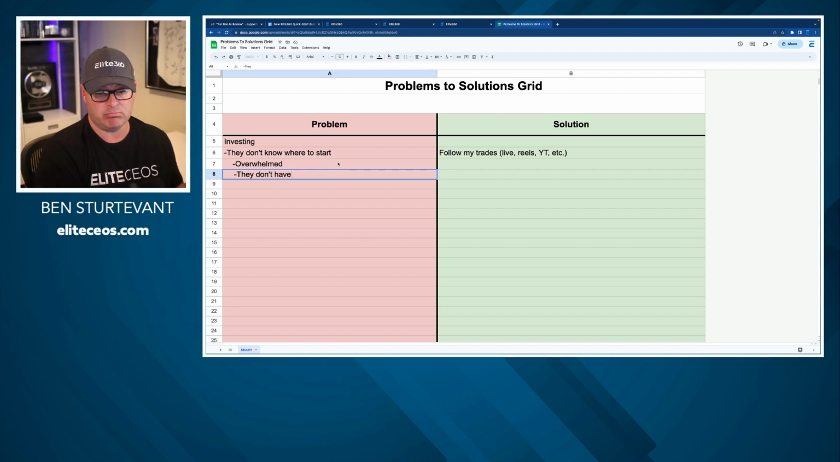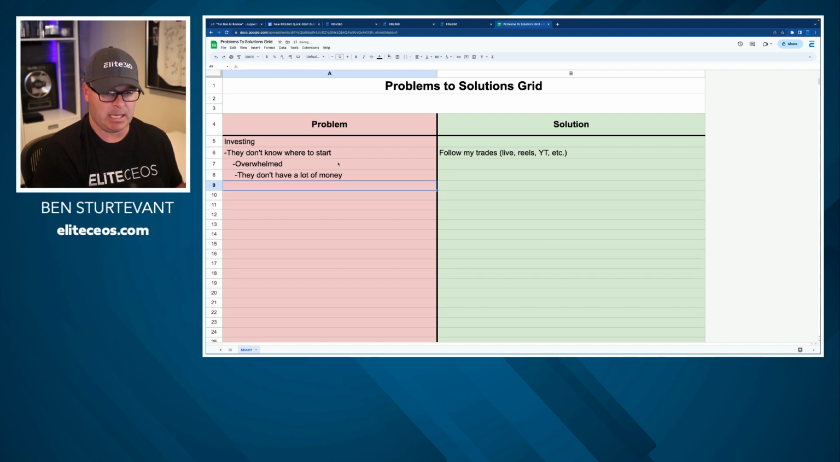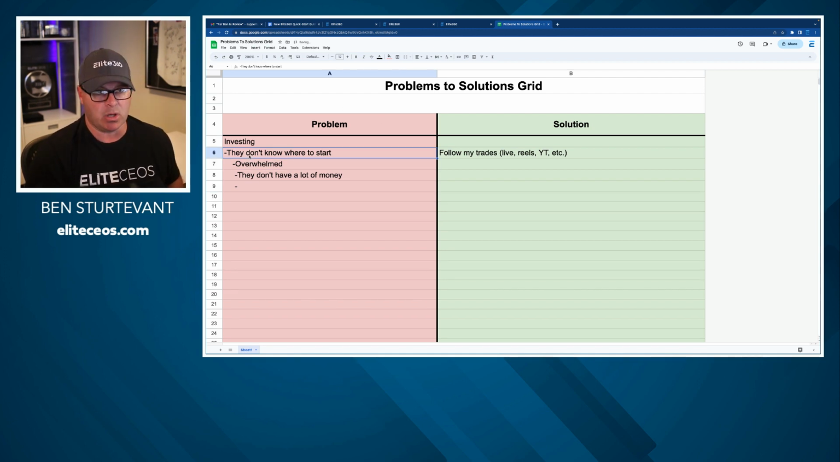Maybe they don't have a lot of money, right? And I could just continue to go down the list over and over again with problem after problem after problem. And all within this, they don't know where to start, right? Is that the only issue that they deal with?